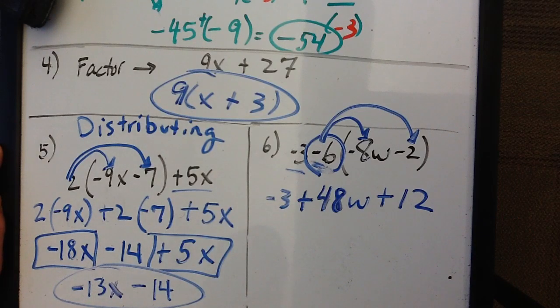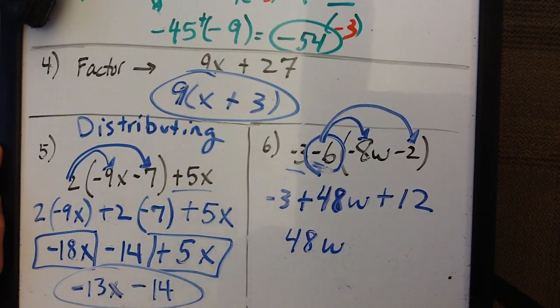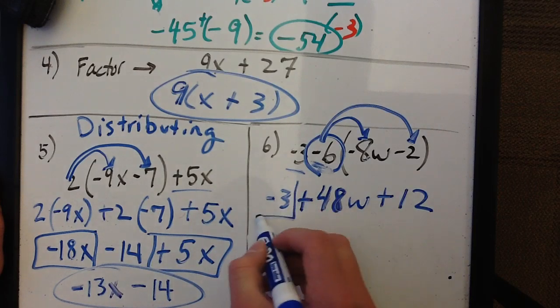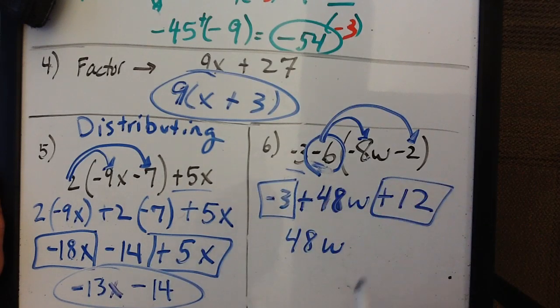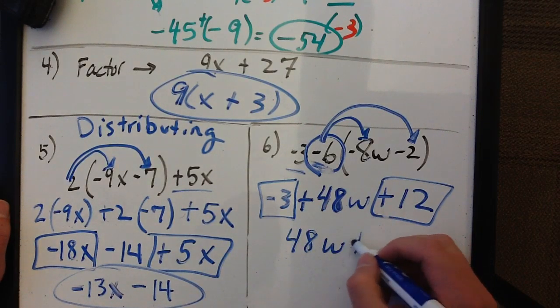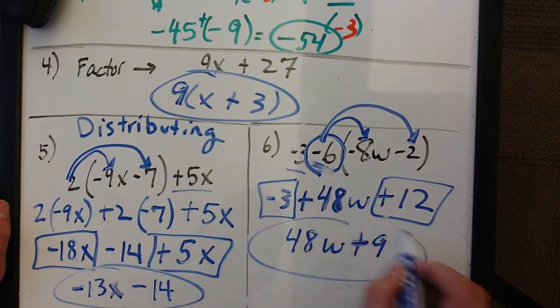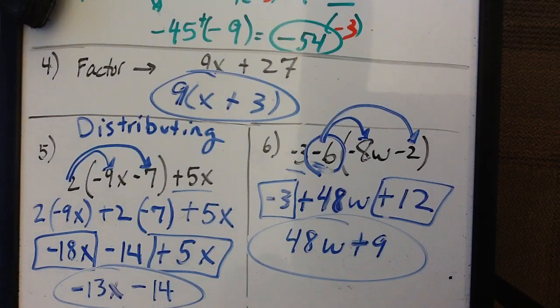Now I need to simplify. Here I have a w term, but I have no other w terms. So 48w will be in my final expression because I cannot combine it with anything else. Then I have two constants to combine: negative 3 and positive 12. They are different signs, so I'm going to subtract. 12 minus 3 is 9, and positive 12 is the big guy, so I'm going to put plus 9. And that is my final answer, 48w plus 9.